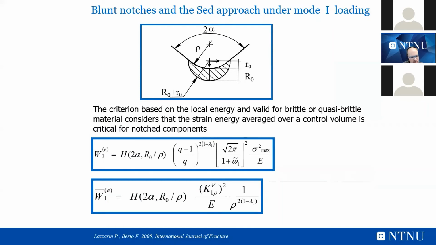We extended with Lazzarin in 2005, in a paper, the idea of the strain energy density applied to blunt notches. So we actually generalized the approach to any shape of notched components.